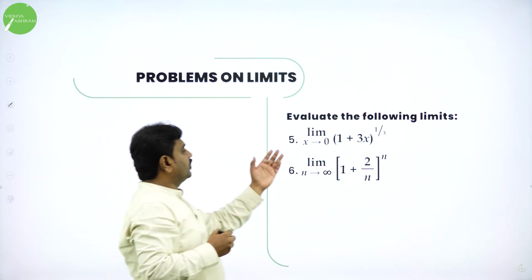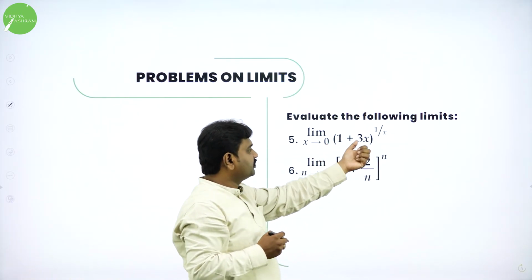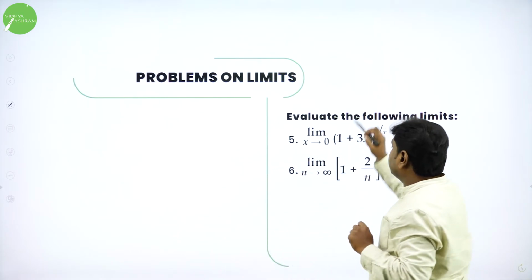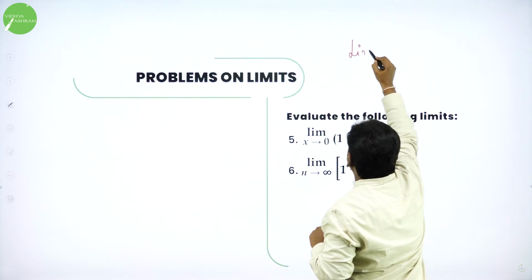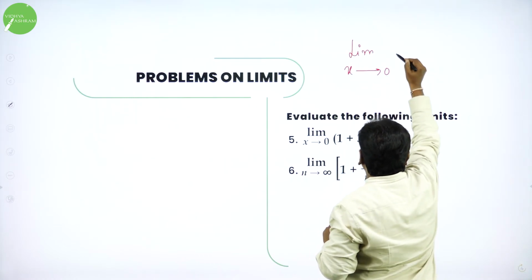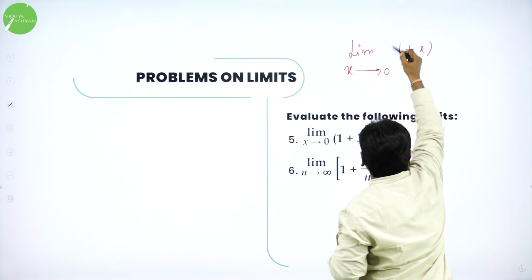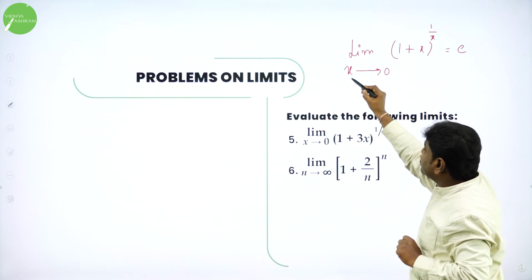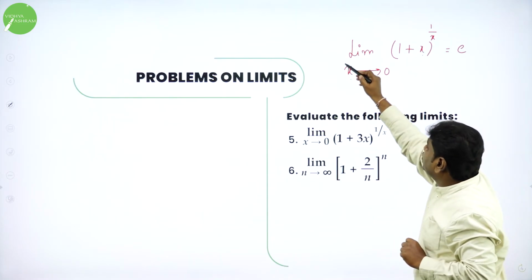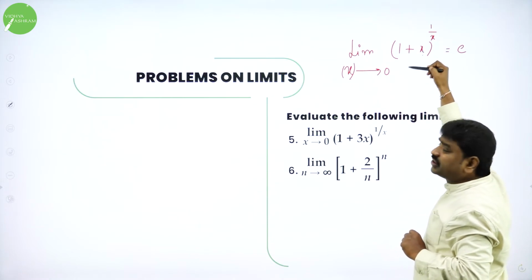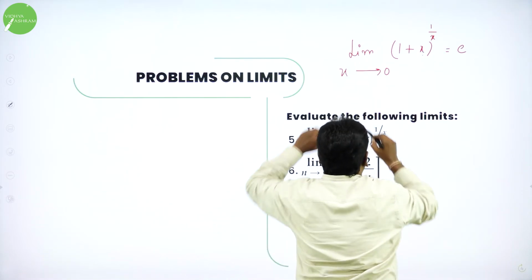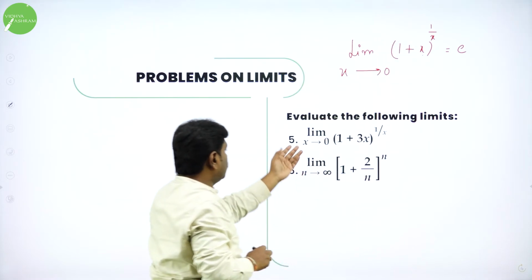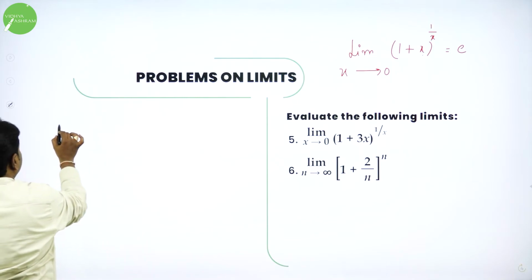Next. Now we have the fifth problem: limit x tends to 0, 1 plus 3x power 1 by x. In order to solve these kinds of problems, listen, we have to know another important formula. Limit x tends to 0, 1 plus x power 1 by x is e. What is the value of this? For e, this value should be x and this value should be x. This value, this value and this value should match. First become thorough with this: limit x tends to 0, 1 plus x and power reciprocal, the answer is e.